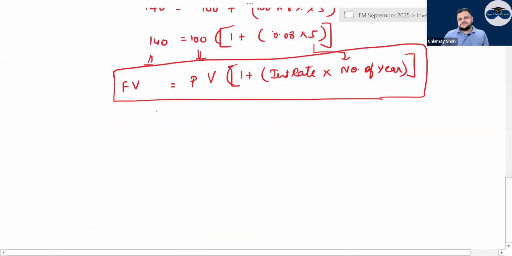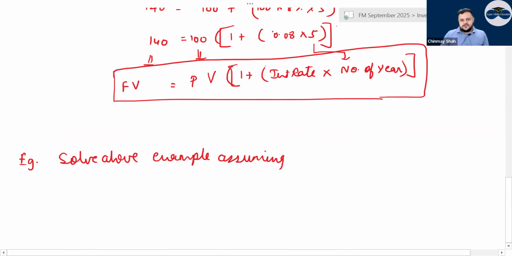Okay with it? Simple interest is something that will never come in the exam, not expected at all. But without simple interest, you will not understand compound interest. Example: solve the above example. Assuming 8% per annum is the compounding interest rate.